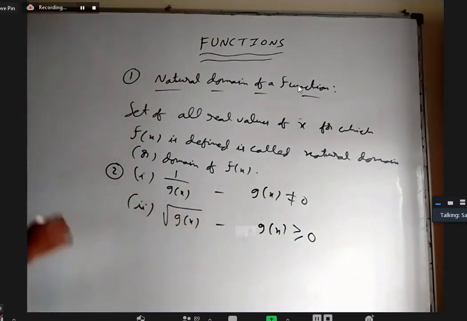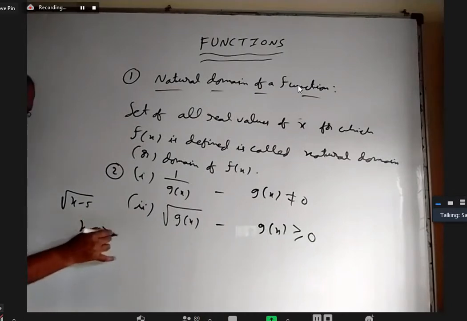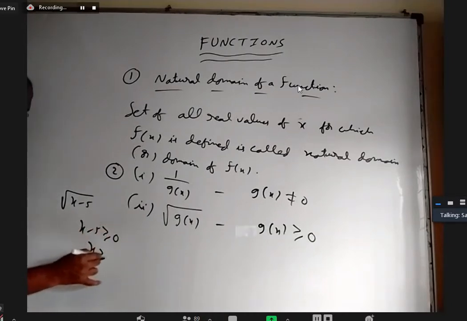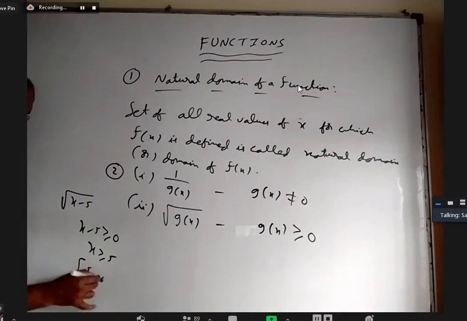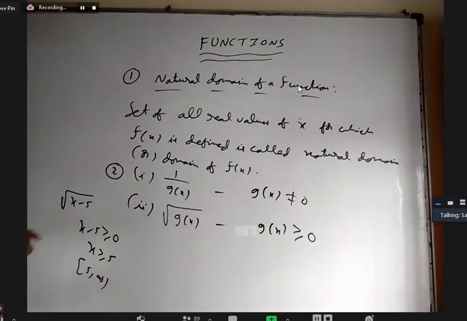For example, if somebody asks root of x minus 5, what is the set of all values of x for which it is defined? They want the domain of this. You simply take x minus 5 greater than or equal to 0. x should be greater than or equal to 5. So the domain will be closed 5 to infinity. That is, you take any number from 5 to infinity, substitute here, it will be defined. Anything other than this you take, it will not be defined.